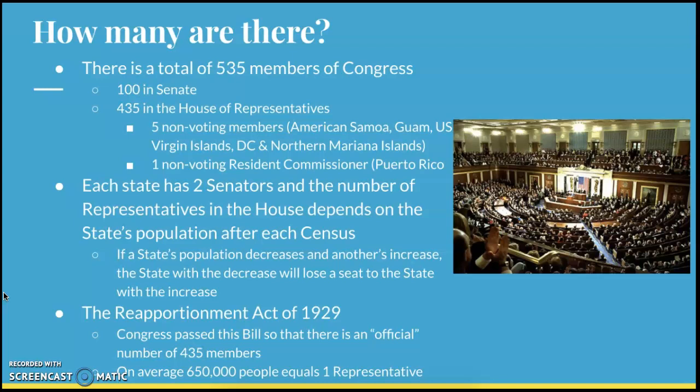Now, during the earlier parts of the 20th century, the United States started seeing an increase of states. They were accepting more and more. So this became a problem. There were more and more representatives being added.